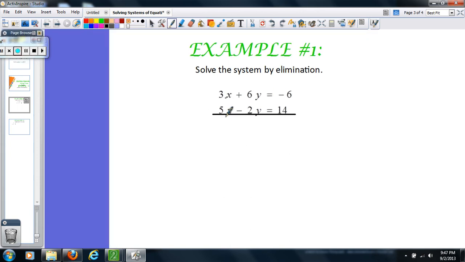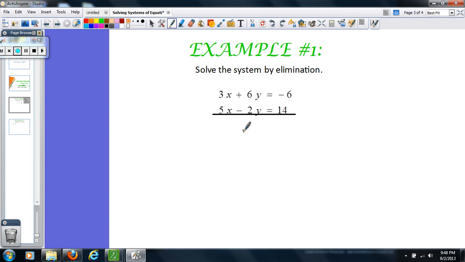Where is the solution for these, and how do we find that? The easiest thing to do here at this point is the elimination method. I want to manipulate one or both equations, depending on what you have, so that I can add these two equations together and get rid of one of my variables.